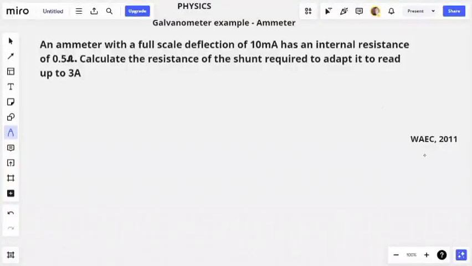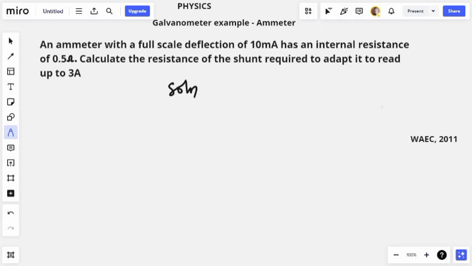Deflection, WAEC 2011 on galvanometer. It says an ammeter with a full scale deflection of 10 milliamps has an internal resistance of 0.5 ohms. Calculate the resistance of the shunt required to adapt it to read up to 3 amps.